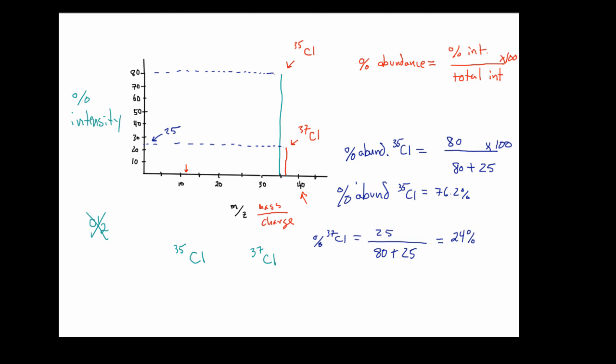Now, the actual numbers for the abundance are the following. I'm going to put them in here, and you can see that we were very close. This is 75.77% for the Cl35 isotope, and it's 24.23% for the Cl37.